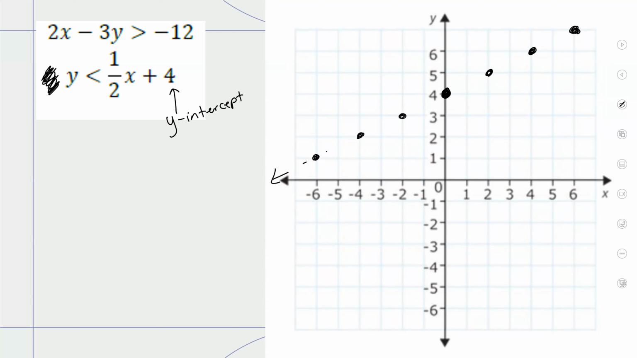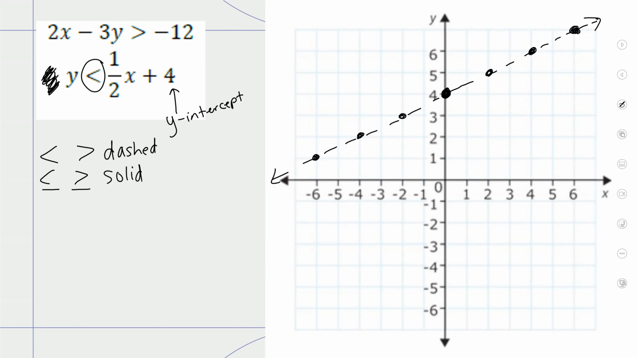This will be a dashed line. The reason why this is a dashed line is because it doesn't have a symbol underneath. When you have this symbol, it's a dashed line. If you have the equal sign underneath, it is a solid line, okay? And this is the less than symbol. The way I like to remember it is this symbol looks like the letter L for less. So it's saying the y values need to be less than this line.